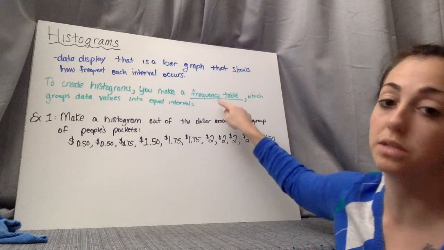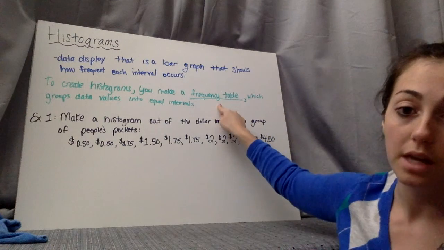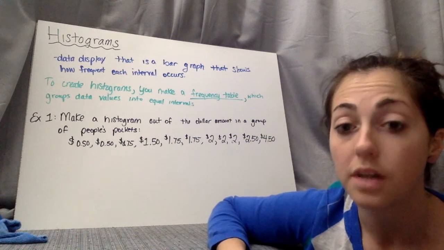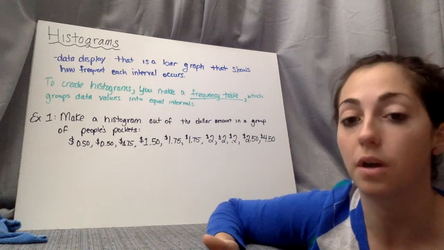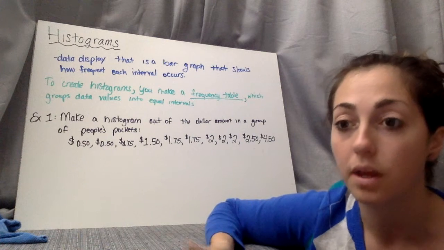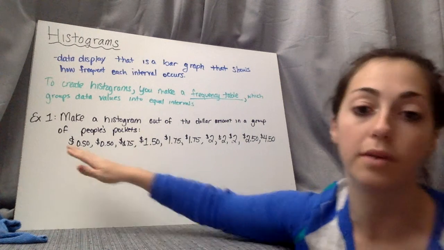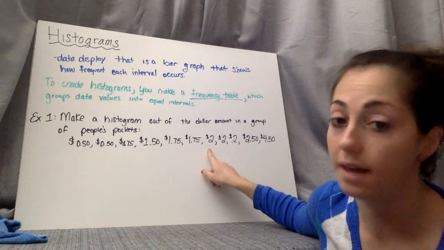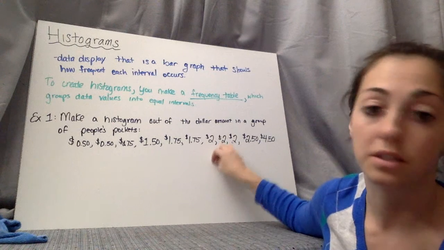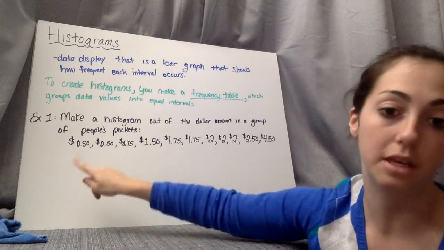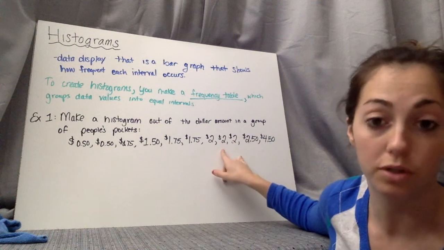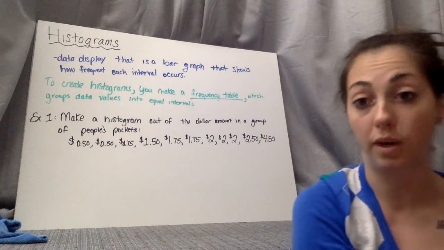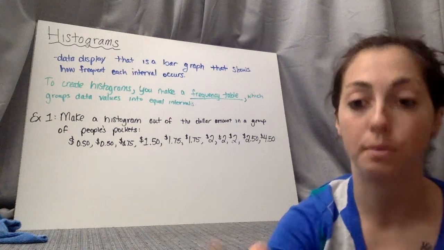So the first thing to do is create a frequency table. What a frequency table needs is equal intervals. So you want to think, what kind of intervals could I create that would be equal? I can't have an interval going from $0 to $2, and then $2.01 to $2.50, because then the first interval is $2 worth, and the next is only 49 cents worth. It's not equal. So you have to be very, very precise with that.